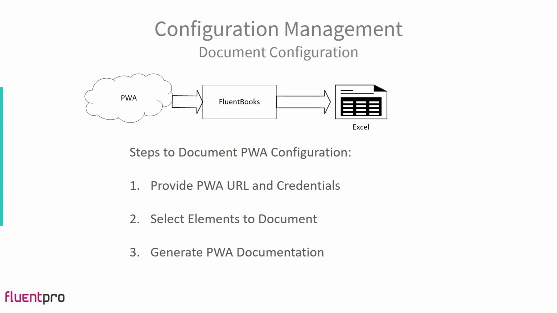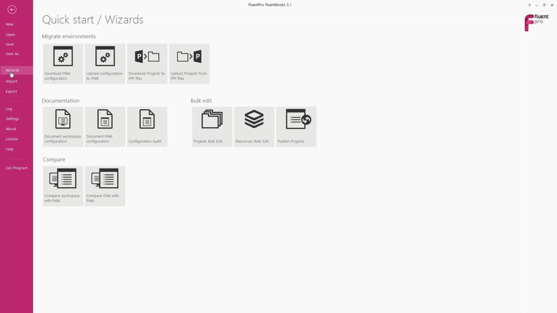Or, for example, in this way, you can easily review what is present in the system at the moment, and maybe some elements need to be changed, so it's very easy to do and to check with the help of FluentBooks. So I will switch to the tool. The documentation wizards are located at the wizards option. If you open this option in FluentBooks, you will see two options for documentation. You can document workspace configuration and document PWA configuration directly. So I will select this one.